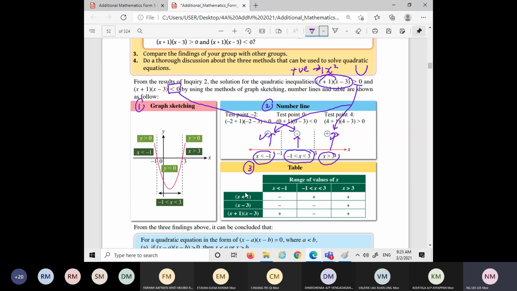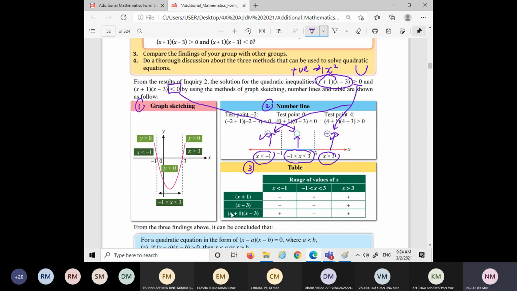You substitute inside here, you will get a negative answer. If x is in between, you can take 0, 1, 2, substitute here, this one will give you positive. Then how about x greater than 3? You take 4, 5, 6, anything, then plus 1, you still have a positive answer. Then do the same thing for x minus 3. Here you get negative, negative, and then positive.